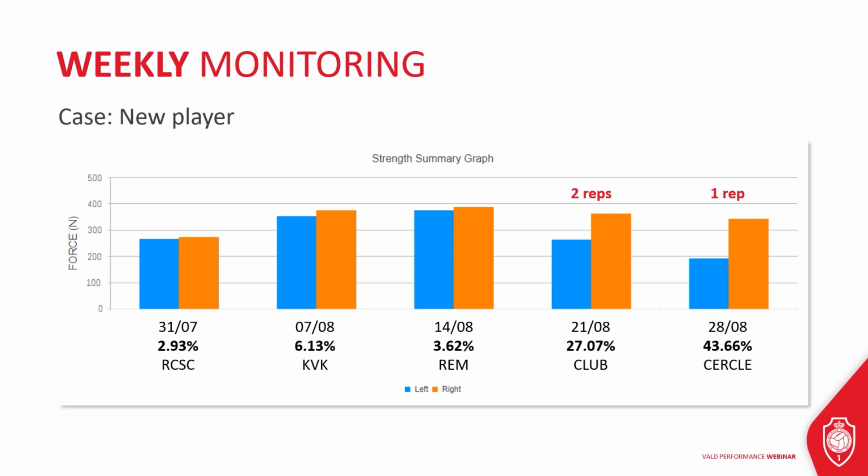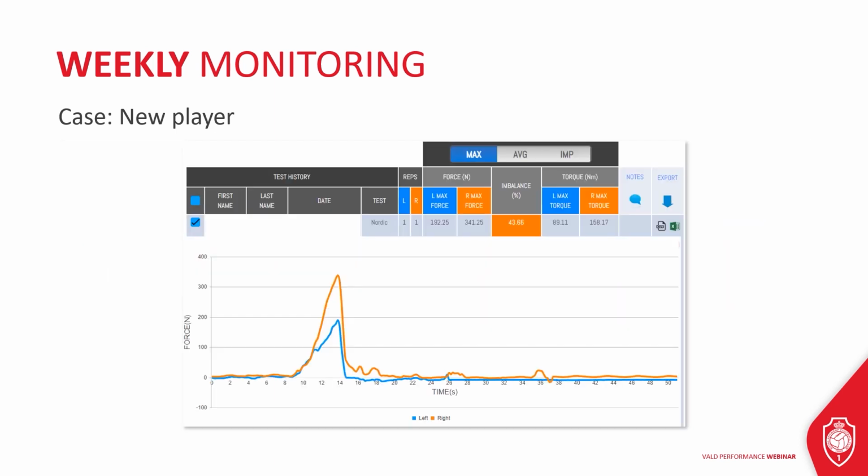2 repetitions. A game later, after 1 repetition, he had to stop, and the difference was already over 40%. So in our eyes, very high risk for hamstring strain injury. Here you see the graph of the last testing with the 1 repetition. You see the big difference, the huge difference between left and right. So left again blue, right orange.